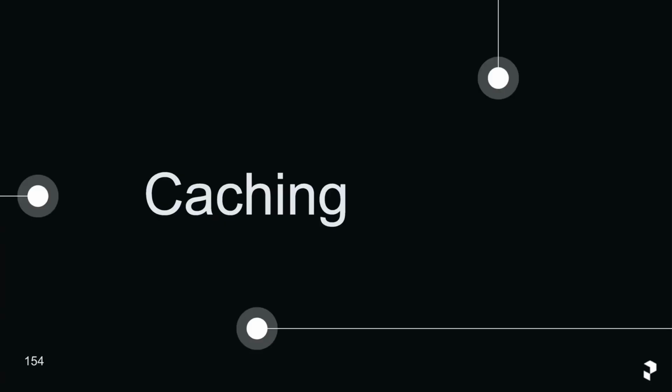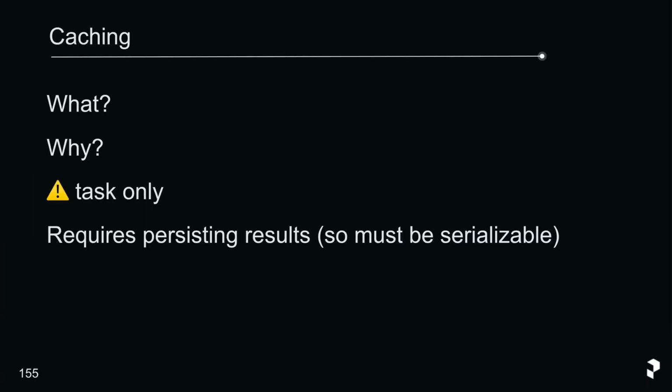Moving right along to our next topic, caching. So, what is caching? Caching is a Prefect feature that allows you to reuse the results from previous task runs. Why exactly would you want to do that?